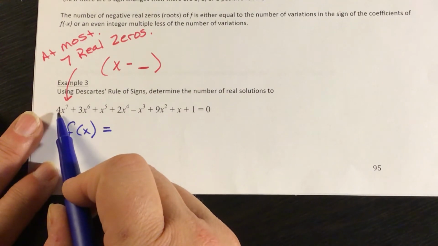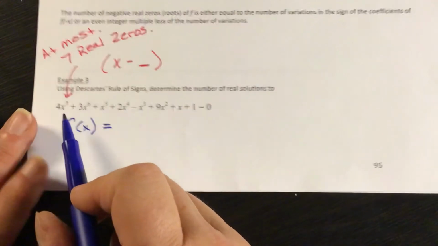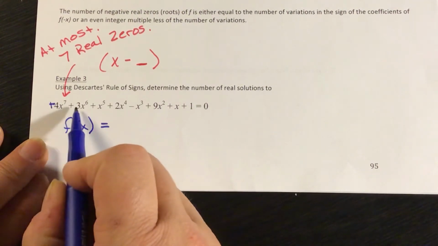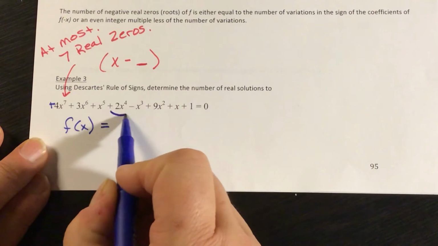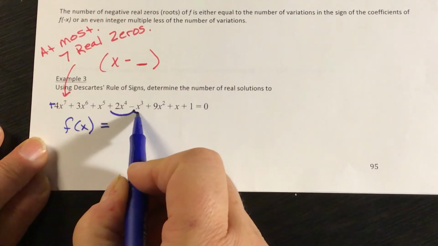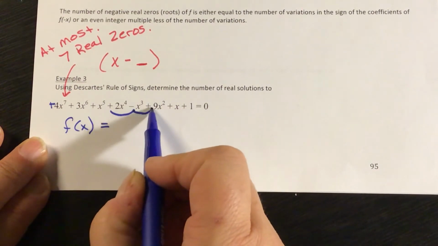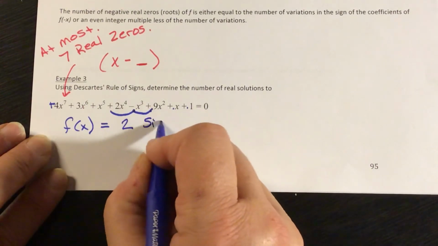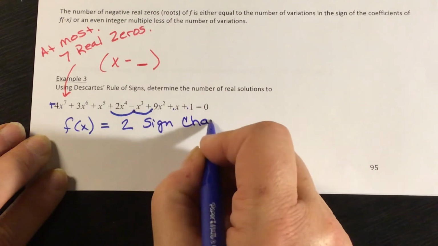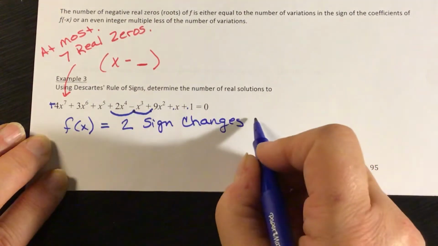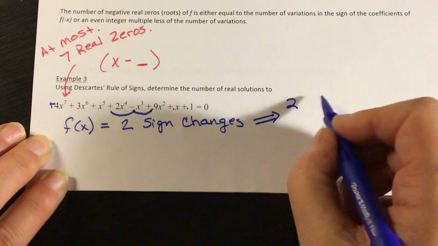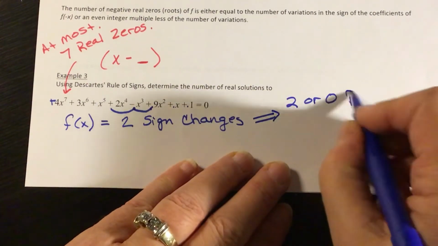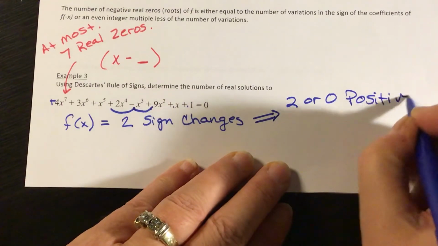So if I'm looking at positive x, I'm counting the sign changes. I'm starting here with positive to positive to positive. So here's a sign change, and here's a sign change, negative to positive. So here I have 2 sign changes, which means I can have 2 or 0 positive roots.